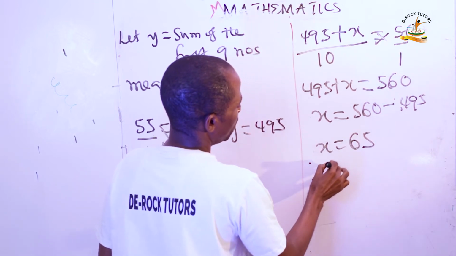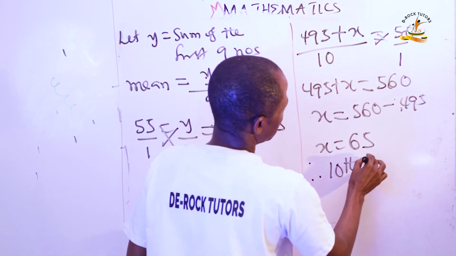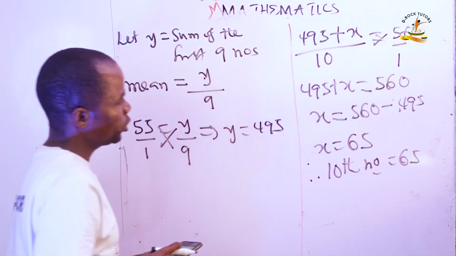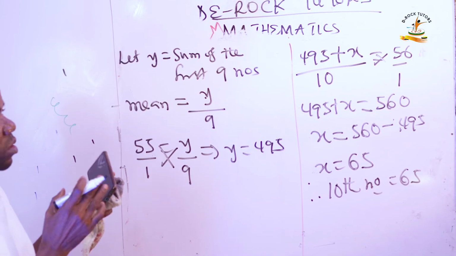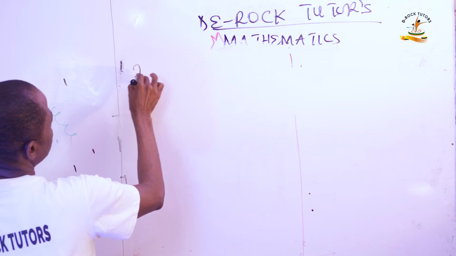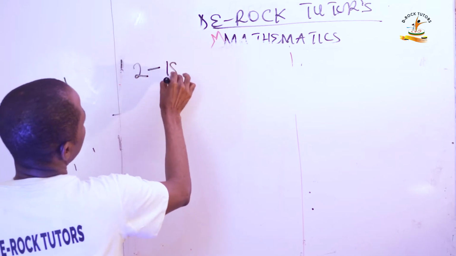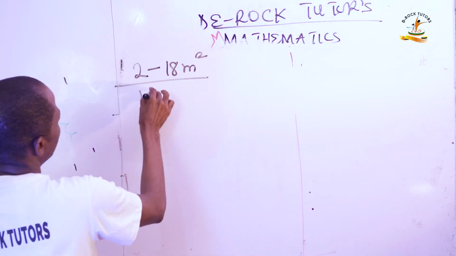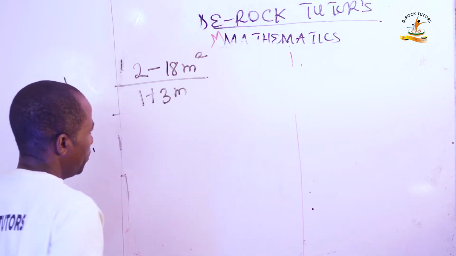So therefore, the 10th number is equal to 65. And if you look at the options, the correct answer is B. Number 34, we are asked to simplify 2 minus 18m squared all over 1 plus 3m.